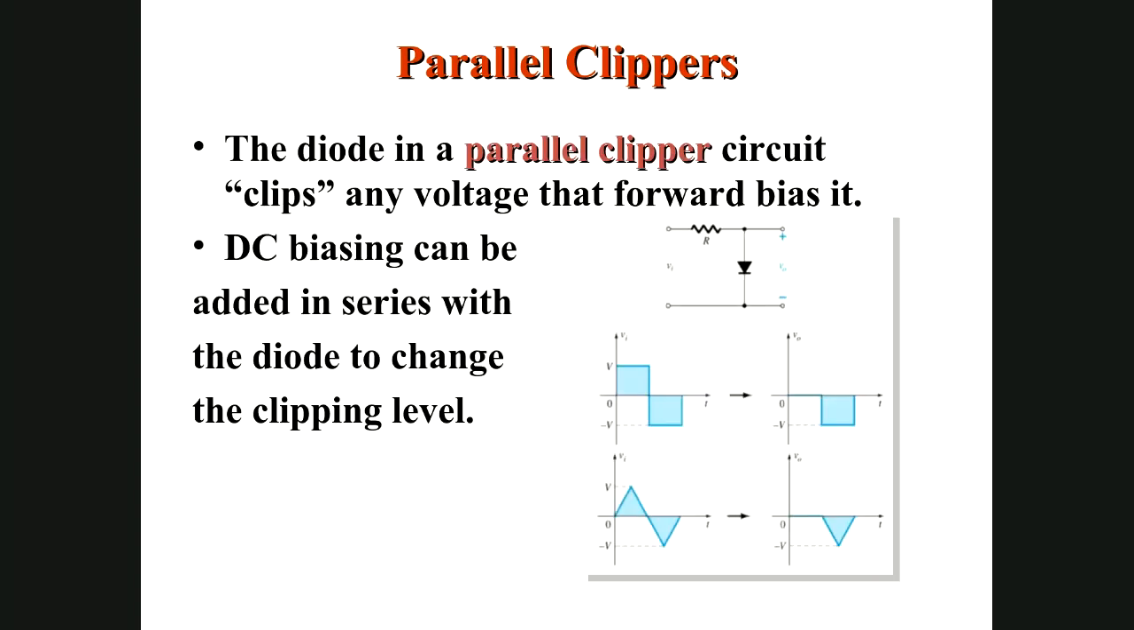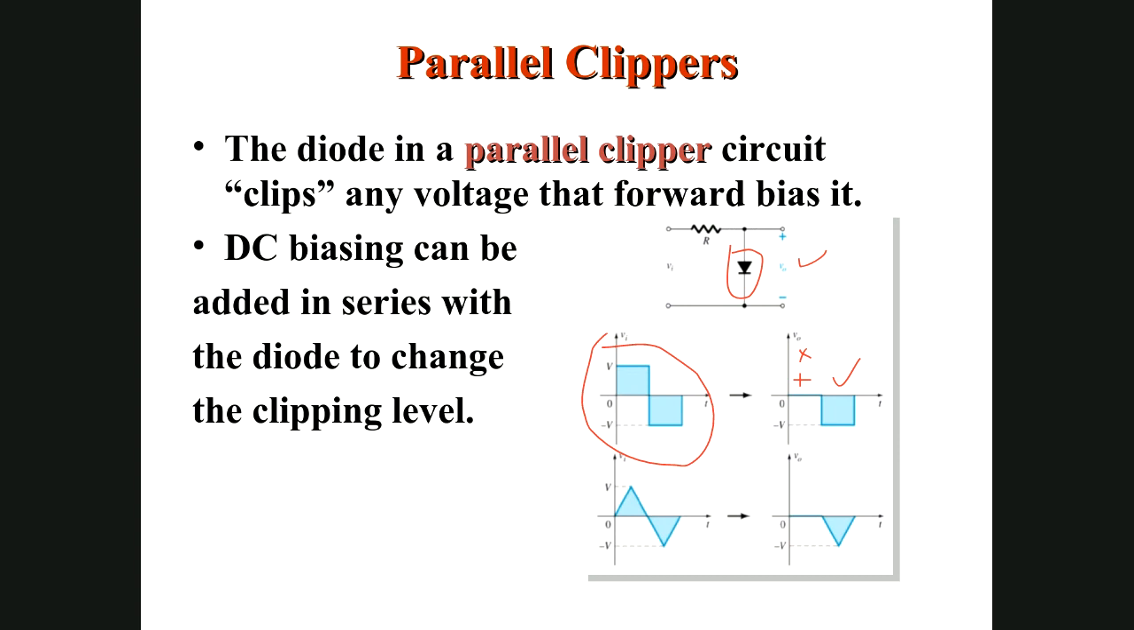Now, another circuit is called a parallel clipper, and the definition is: when your diode is parallel to the output, this arrangement of the circuit is called a parallel clipper. If you see this circuit, it is also called a positive clipper. Why? Because in the input you have a signal having positive and negative halves, but in the output the positive part is not there. Only the negative part is there. So the positive part is absent, or you can say it is a positive clipper.